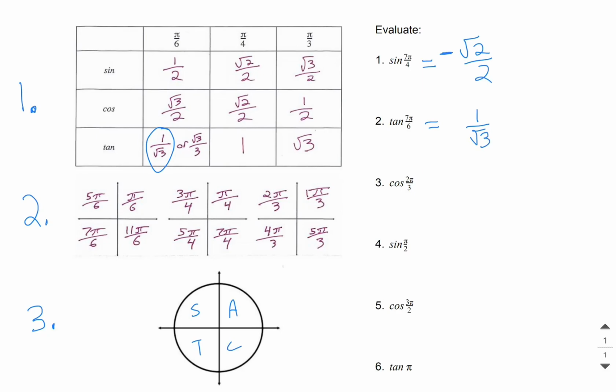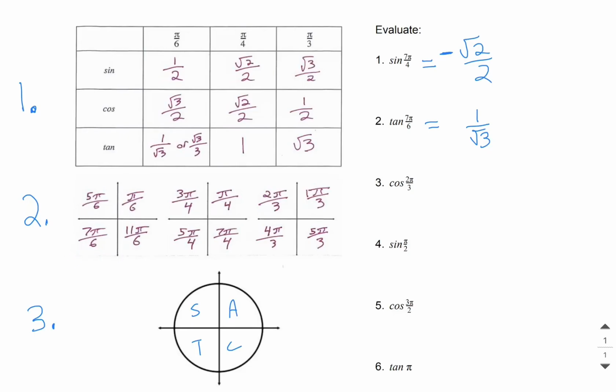Then we find the quadrant 7 pi over 6 falls in. We find on our pi over 6 chart that it's in the third quadrant. When we look down at our unit circle, we see the third quadrant has tangents being positive. So we're going to keep this as a positive answer, and we're all set.